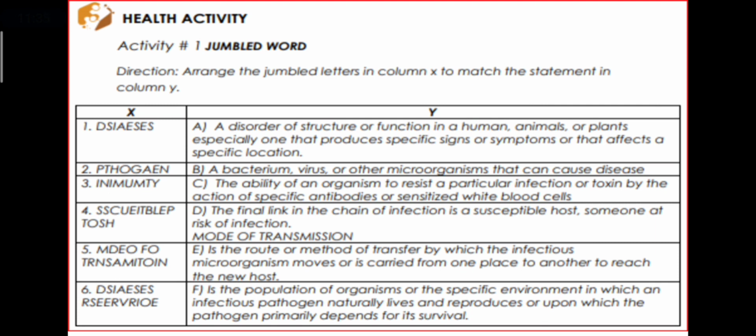In our health activity for this week, what you have to do is arrange the jumbled letters in column X to match the statement in column Y. Write your answer on your answer sheet, take a picture of it, and send it to the messenger account of your MAPEH teacher.